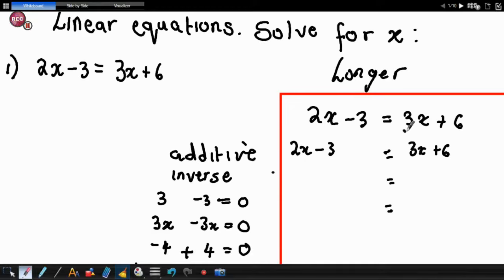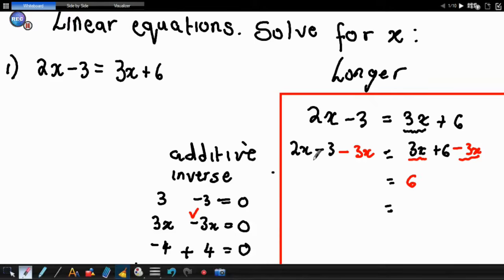And if I want to get rid of this, I have to find the additive inverse of 3x. And as you can see, the additive inverse of 3x is negative 3x. So it's minus 3x here and minus 3x there. Because this is an equation, what I do on the left-hand side, I have to do on the right-hand side, right? So what happens now? On the left-hand side, guys, this and that will give me 0. So I'm only left with 6.